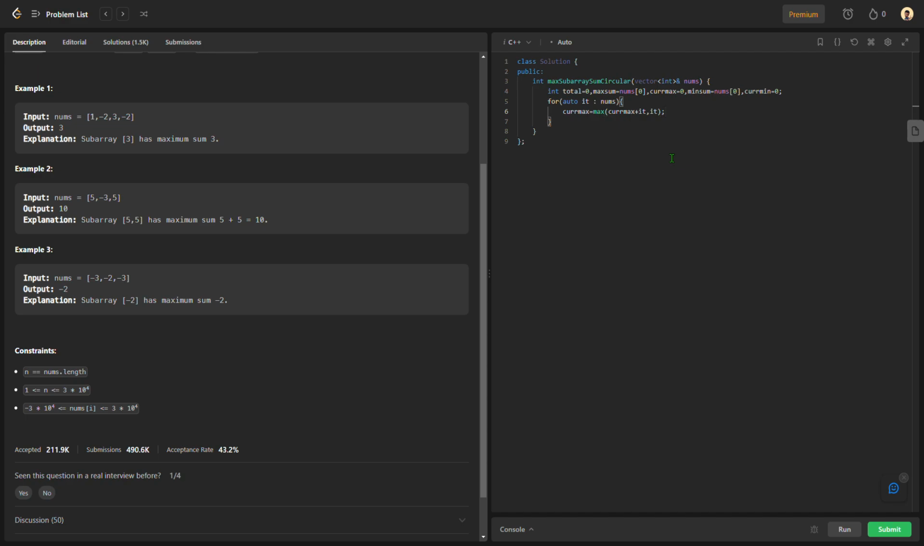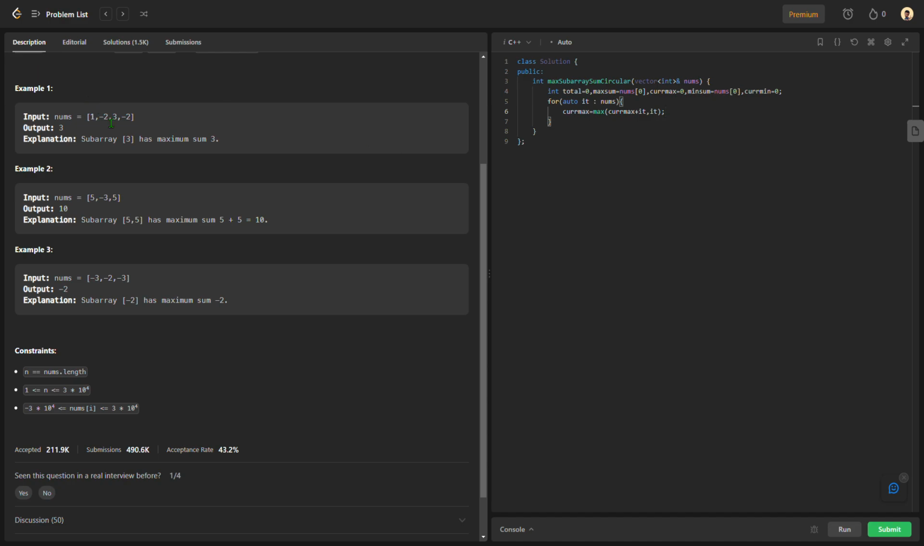Is that clear? No, because see, supposingly my current max took 1, then my current max took minus 2. In that case, the whole of the sum became minus 1. Earlier it was 1. Max sum was storing 1. Comparison was done. It said max sum was initially 1, you are giving me minus 1, I would stay with 1.